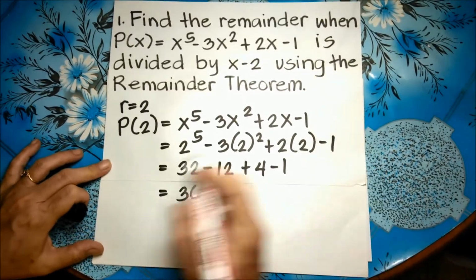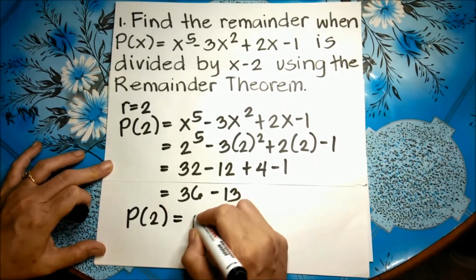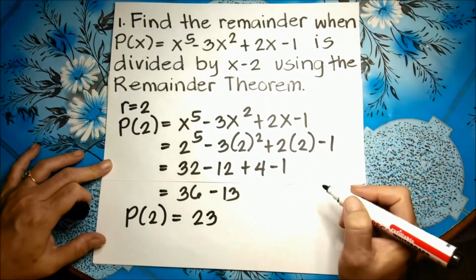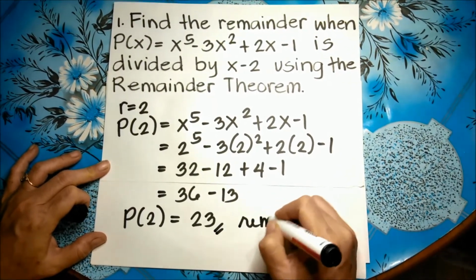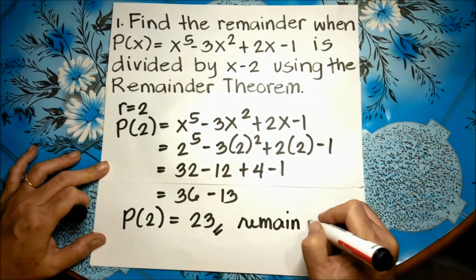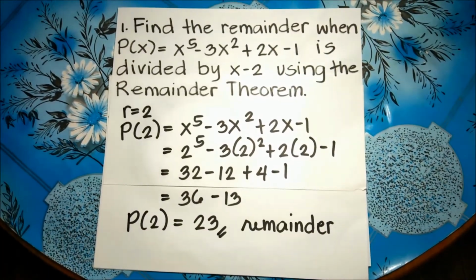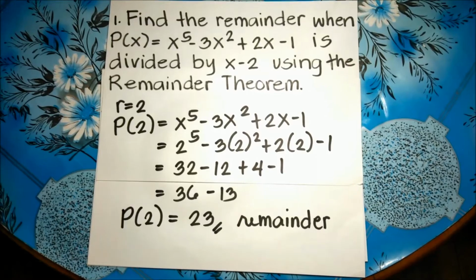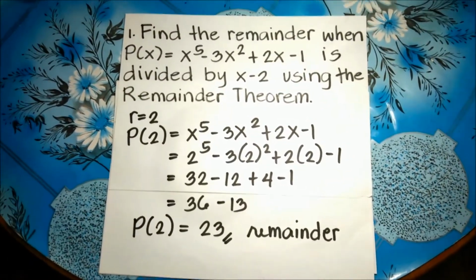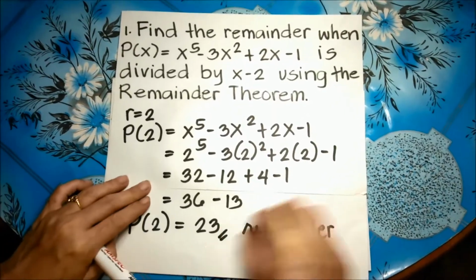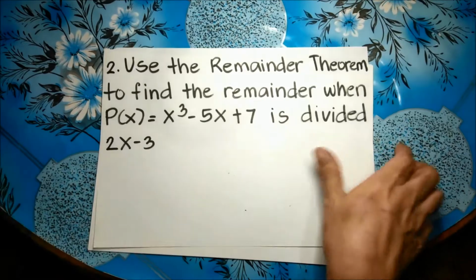Therefore, p of 2 now is equal to 23. So what is this 23? 23 now is our remainder. So, when p of x is divided by x minus 2, then the remainder is 23. Next. Let's go to example 2.